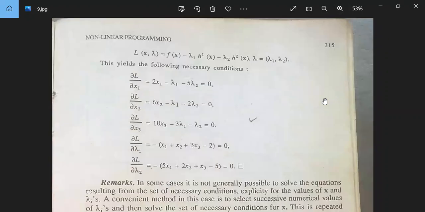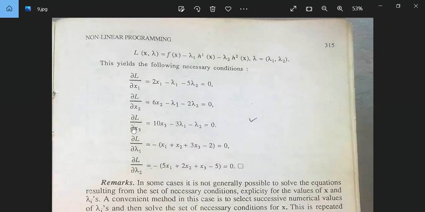Lagrangian function L(x, lambda) हमको बनाना पड़ेगा. So this L(x, lambda) will be f(x) minus lambda1 h1(x) minus lambda2 h2(x), where lambda is lambda1 and lambda2. lambda की दो वैल्यू है, lambda1 and lambda2. This is the following necessary condition. del L by del x1 अगर हम लोग करेंगे तो मिल जाएगा 2x1 minus lambda1 minus 5 lambda2 equal to 0. del L by del x2: 6x2 minus lambda1 minus 2 lambda2 equal to 0.